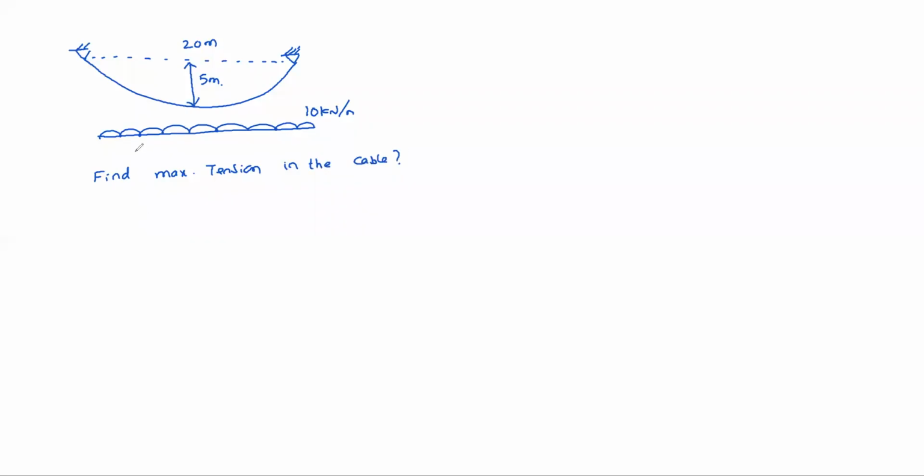Solution is very simple. That is, these reactions are, see, 20 meters means 20 into 10, 200 kilonewtons. So 100 kilonewtons here, 100 kilonewtons here. What about horizontal reaction, horizontal thrust?